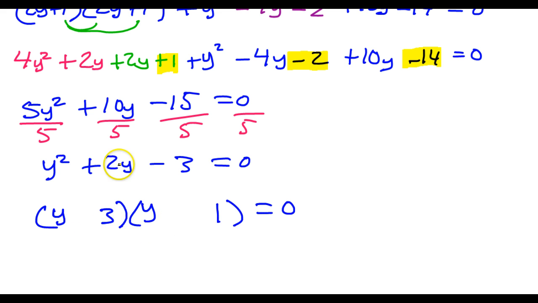The inner plus the outer have to equal the middle. So in my mind, I'm thinking inner 3y, outer 1y. I need to get a positive 2y out of that. I can get that if I have a positive 3 and a negative 1. So that's why I'm going to do positive 3 and a negative 1. Then I glance back to make sure I'm really going to get a negative 3 when I multiply. And sure, because positive 3 times negative 1 does equal negative 3, so that works as well. So we've now factored it correctly.